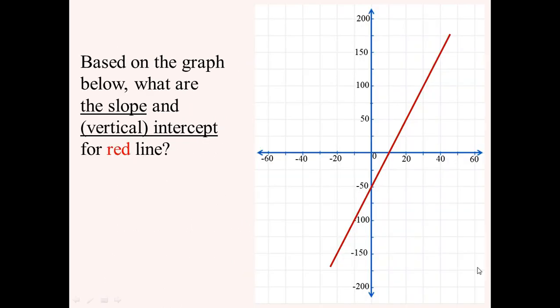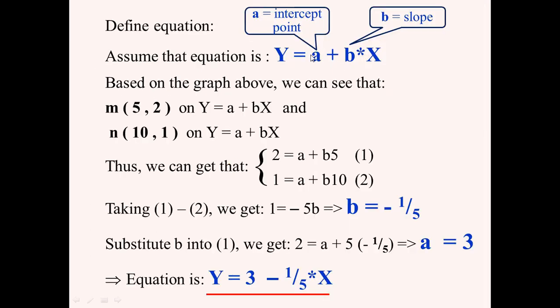This is the other method that we use in order to define an equation by using information or data from the graph. In order to define the equation, we need to define the slope and intercept. So based on the graph below, what are the slope and intercept of the red line? If you look at the previous slide, this is intercept, this is slope.